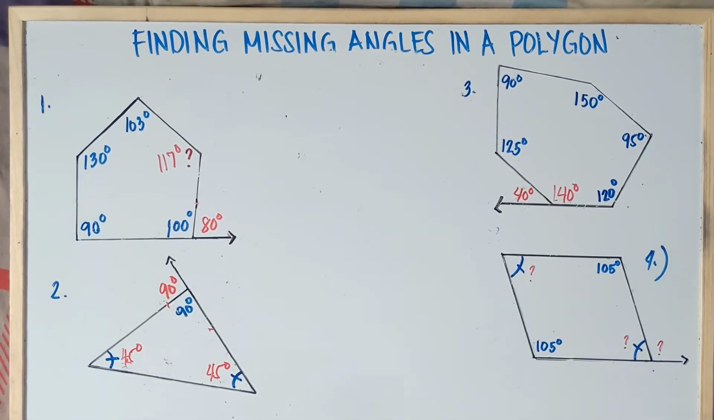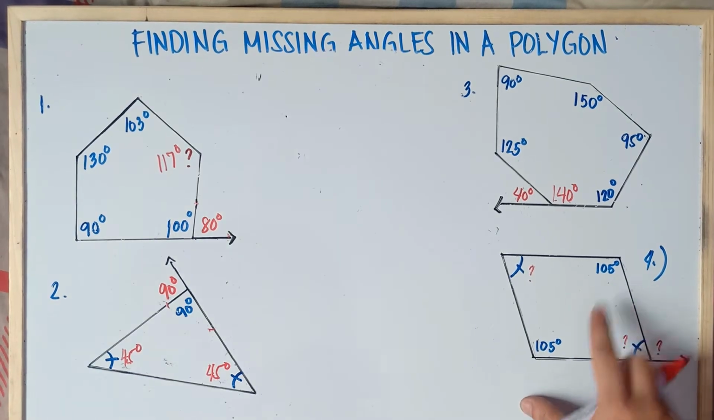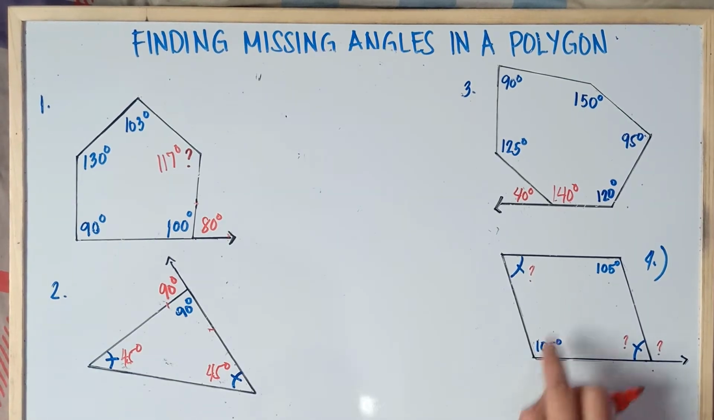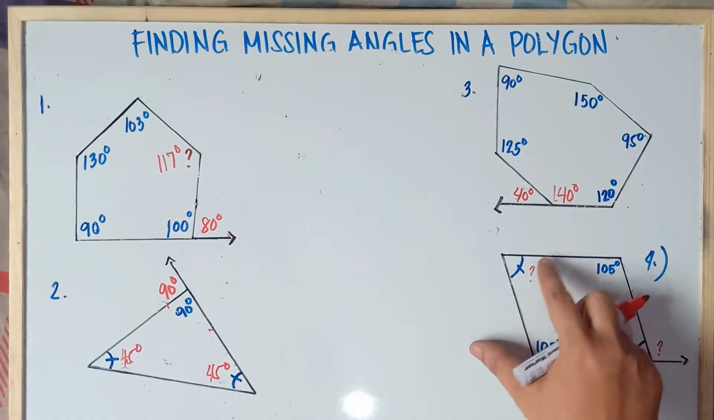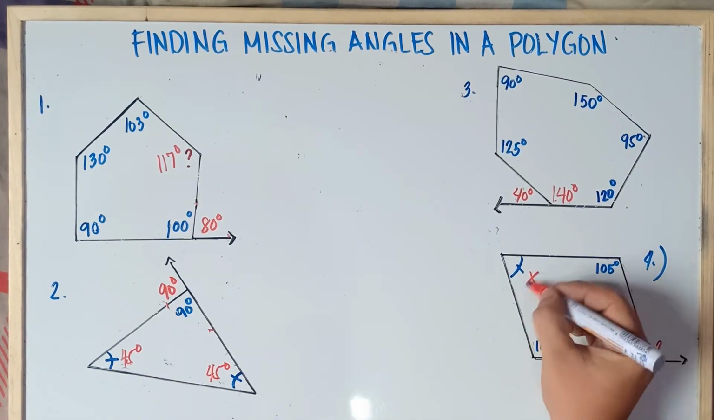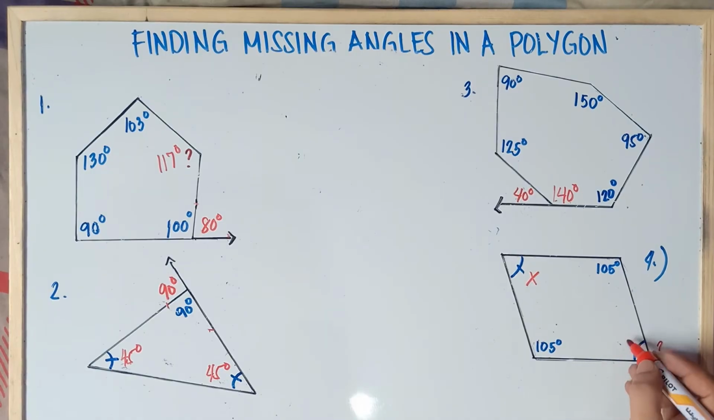Alright, so we are given 105 degrees and another 105 degrees. And these two angles, class, with regards to the marking, they are congruent. So we can label this one as x. This is x and another x, because they are congruent.